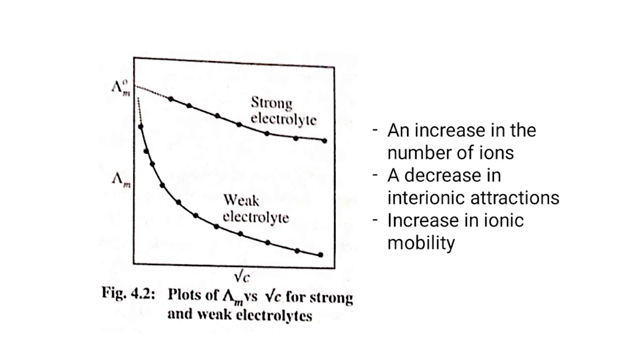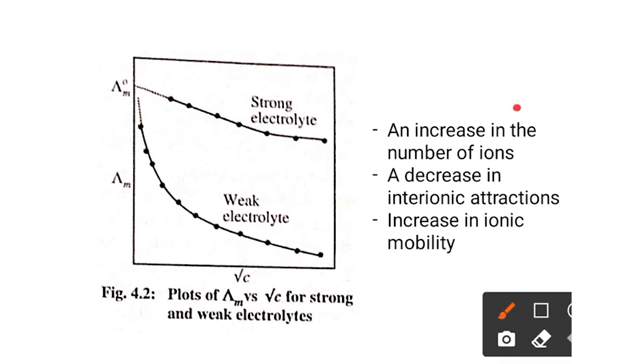So the experimental curves lambda m versus root C for strong electrolyte are found to be more or less linear in accordance with the above equation, with the intercept lambda m0 and slope minus A. In the case of weak electrolyte, it fails to give a limiting value of lambda m in a measurable range of concentration. Now the factors which influence the variation of molar conductance with dilution are the number of ions, interionic attraction and the ionic mobility.